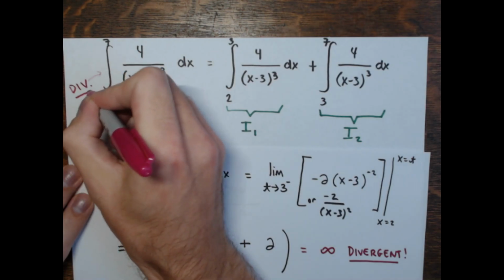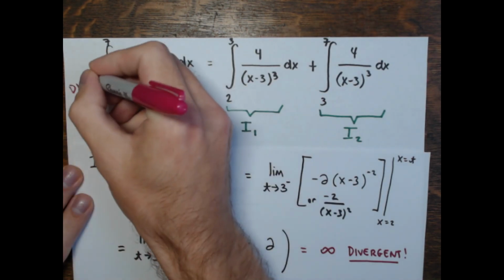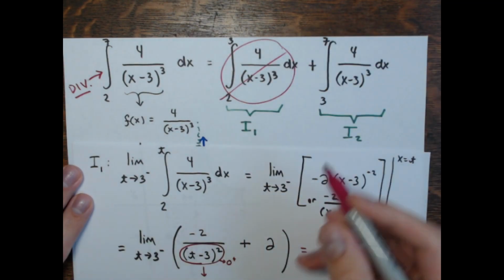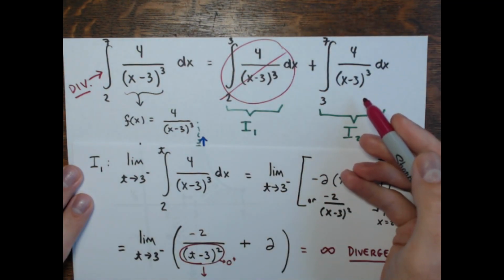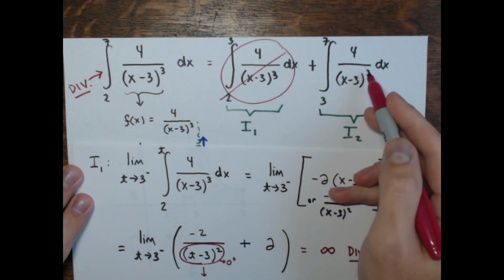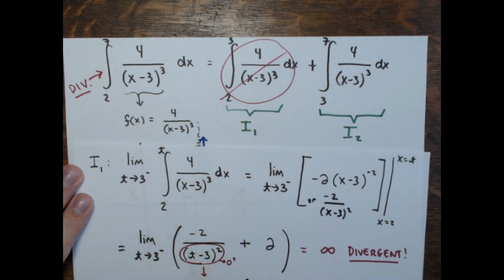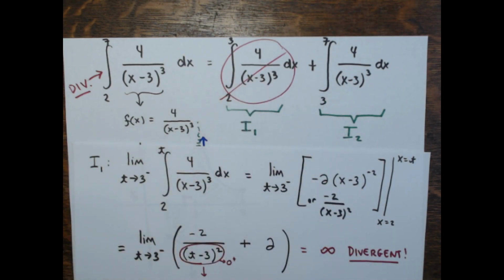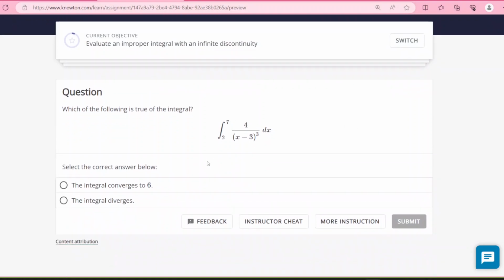I'll just put div for divergent. So yeah, this was divergent. I don't need to check that one. So even if this converged, it wouldn't matter. If either one of them diverges, the whole thing diverges. And I'm not going to check this time. I feel pretty good. The integral diverges.